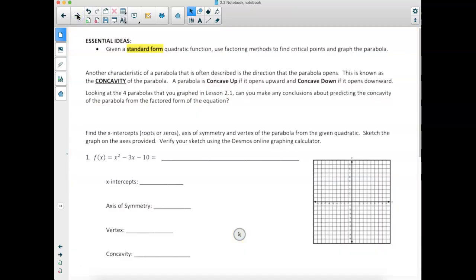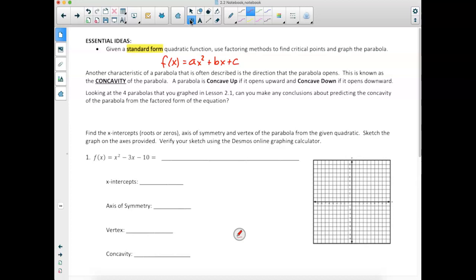your own assignment. Okay, basically what we're doing today is given the standard form of a quadratic function, just so you know, standard form is f of x equals ax squared plus bx plus c. We're going to use factoring methods to find critical points and graph the parabola, okay? One big characteristic of a parabola, often described, is the direction that the parabola opens. This is known as the concavity of the parabola. Concavity, very important upper level math topic, okay?